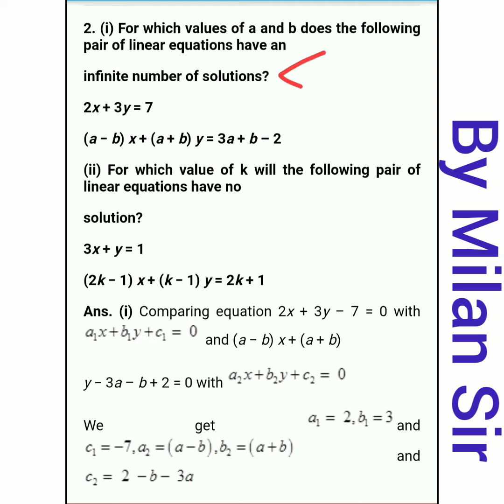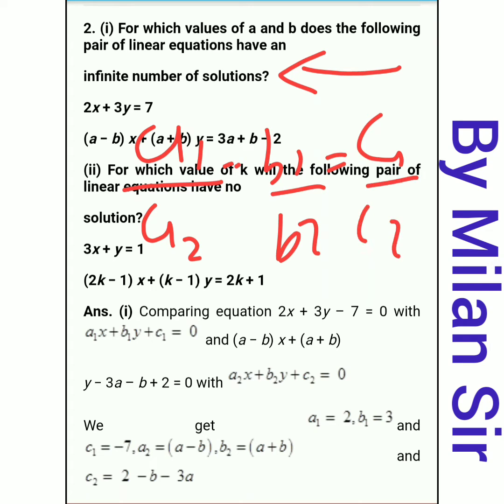It is already given in the question that these linear equations have an infinite number of solutions. We do not need to check or prove it. So we can use the condition for an infinite number of solutions: a1 upon a2 is equal to b1 upon b2 is equal to c1 upon c2, because it is already given. That's why we can directly use this condition. But before that, we want the values of a1, b1, c1, a2, b2, c2.